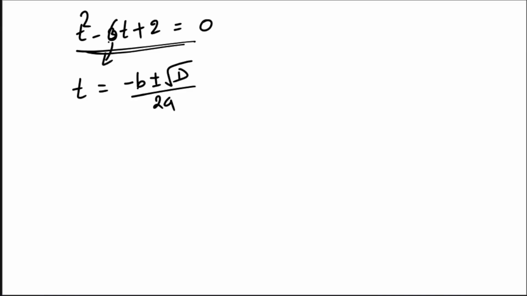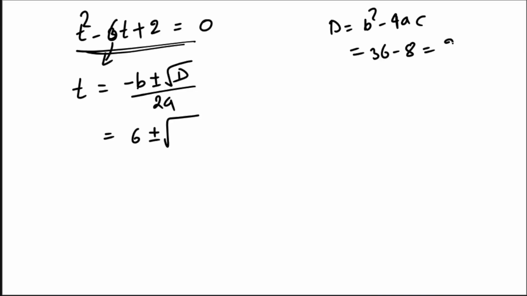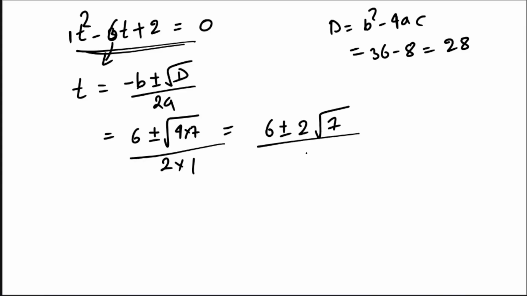B value is equal to minus 6. So this will become 6 plus minus root under d. What is d? D is b square minus 4ac. So that is 36 minus 8, that is 28. This can be written as 4 into 7, divided by 2 into a, which is the coefficient of t square, so that is 1. Now here you can write 6 plus minus 2 root 7 divided by 2. Taking 2 common, you will be getting 3 plus minus root 7.